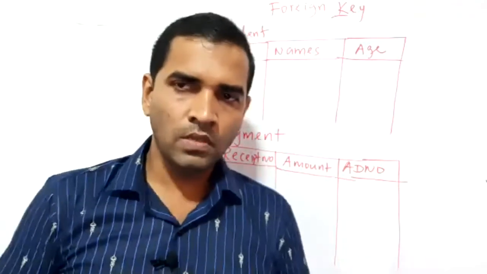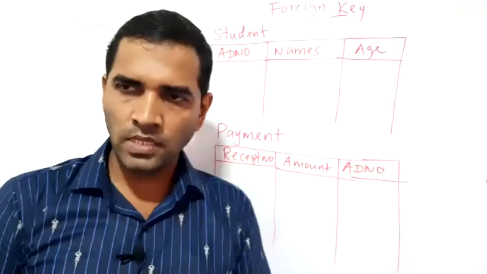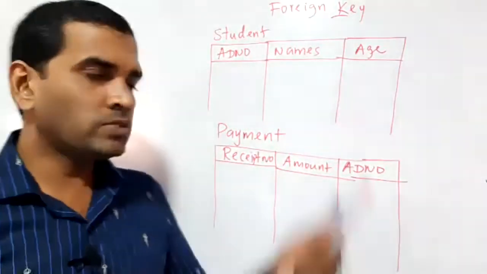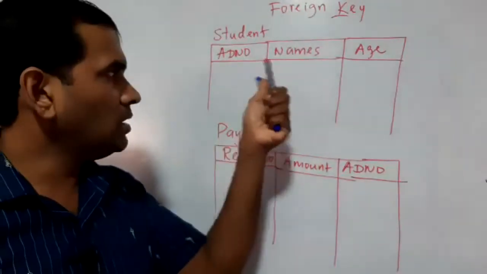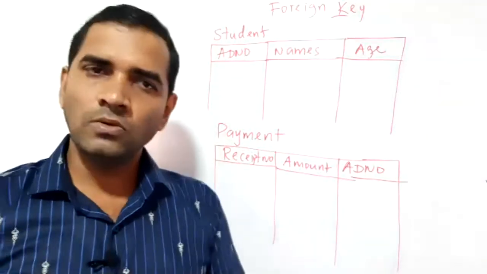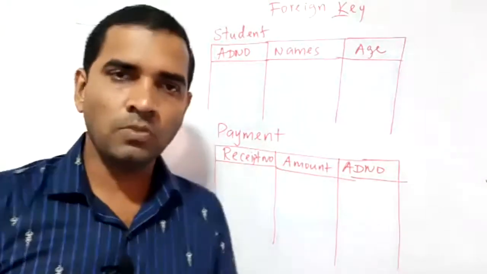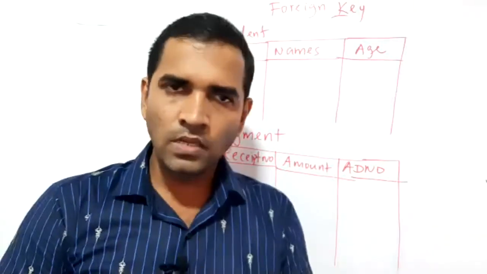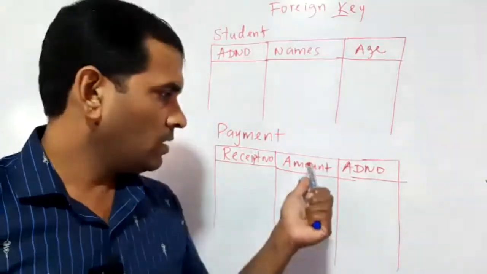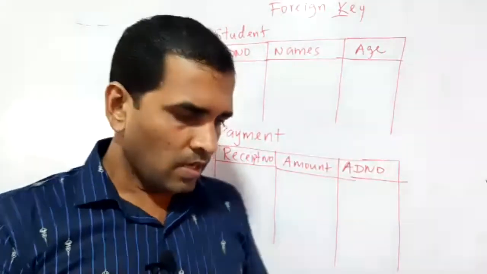Okay, look carefully. So I have two tables. The first table is for students' data. The second table is for payment data. In the student table, you have admission number, names, age. So we have three fields there. Even in the second table, we have three fields, but they are different fields. Receipt number is there because it's all about payment. When a payment is made, a receipt has to be given. So that receipt number is there, the amount, and also the admission number, right? Let's add some data there.